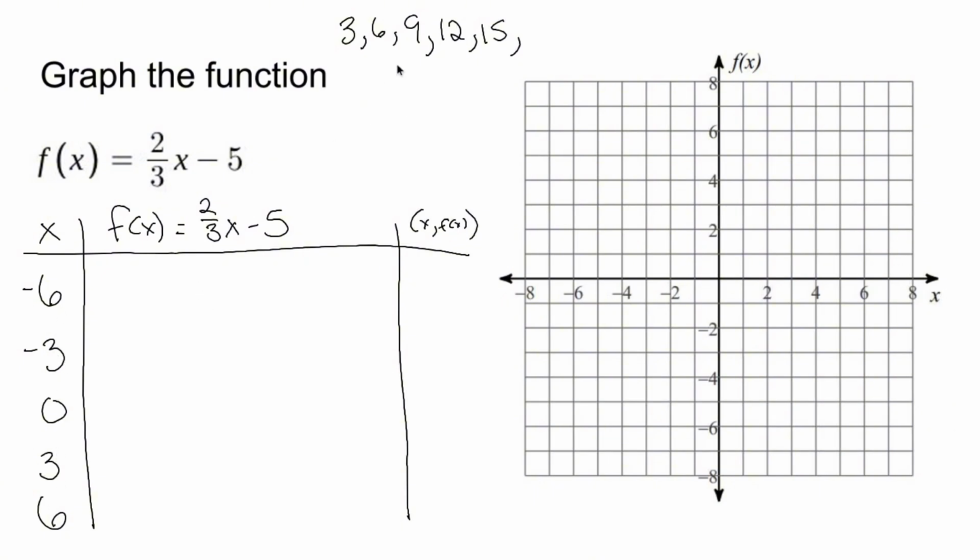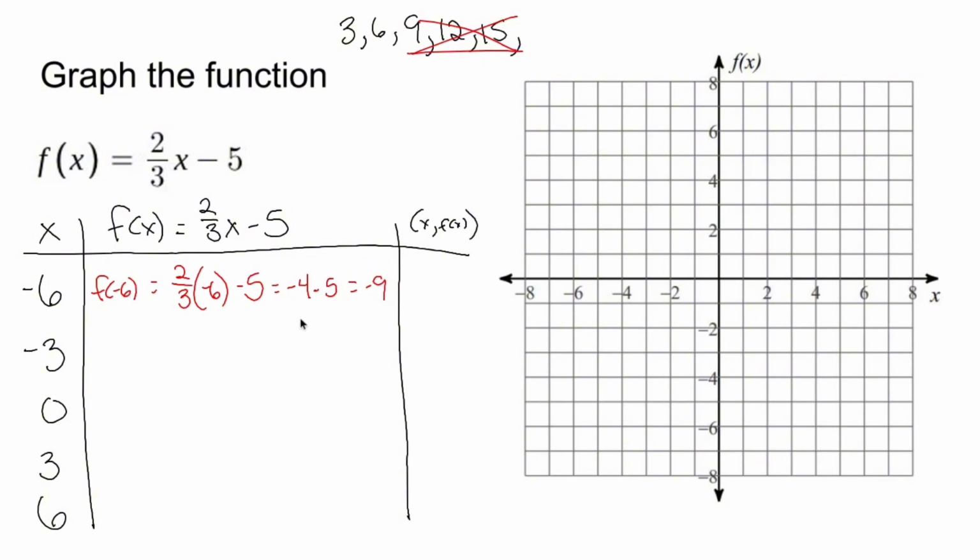By the way, I wouldn't want to plug these numbers in anyway because those numbers aren't even on the coordinate plane. So, yeah. All right. Now let's plug in these numbers. F of -6. When you plug in a number for x, you replace the x with parentheses that number. So 2/3 times parentheses -6 minus 5. Okay, so 2/3 of -6 is -4. -4 minus 5 is -9.